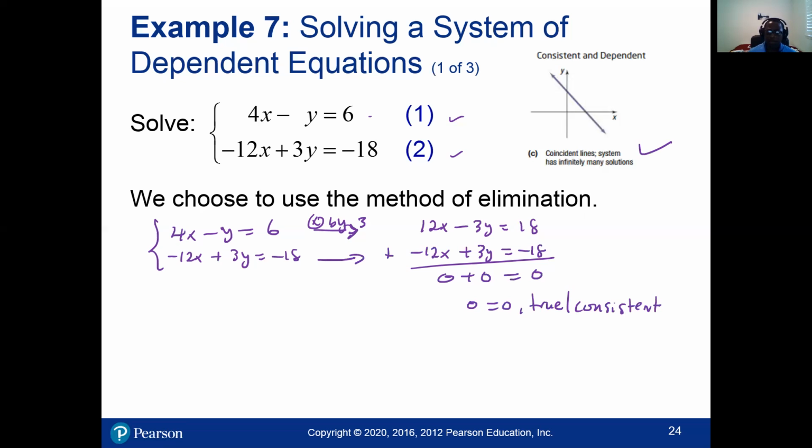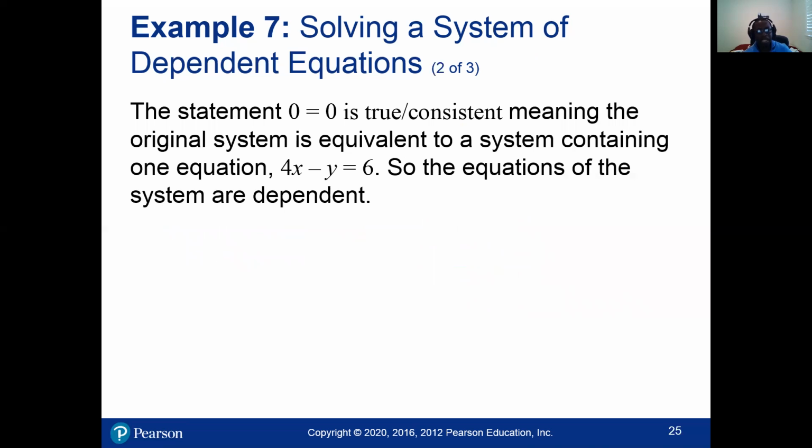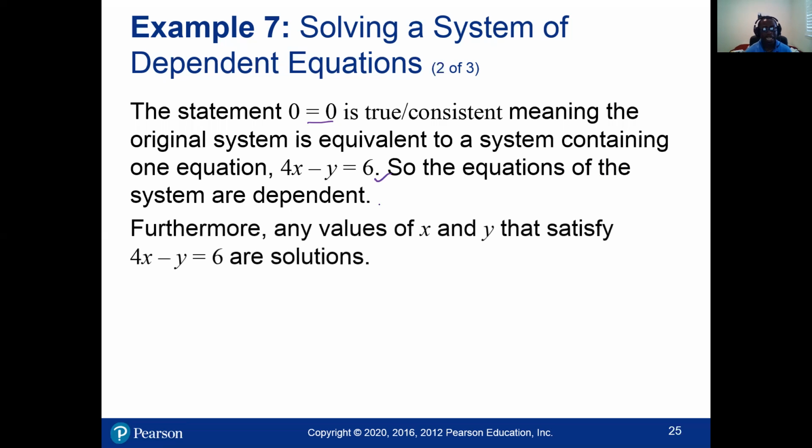That's because if I have a line, there are a lot of points on it. So that's why it has infinitely many solutions. Here we say that the statement 0 equal to 0 is true and consistent, meaning the original system is equivalent to a system containing one equation, which is the first one. So the equations of the system are dependent.